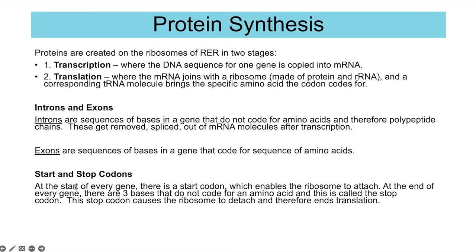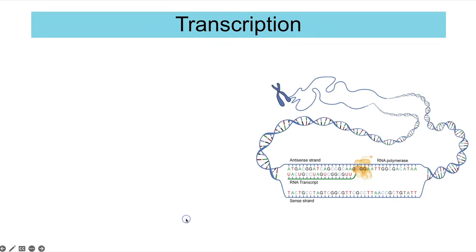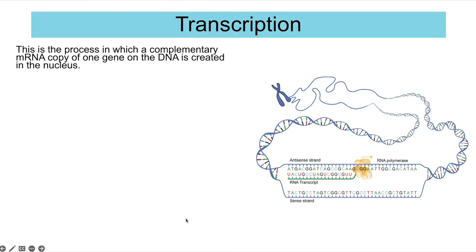There's also start and stop codons. So at the start of every gene, there is a start codon, which is 3 bases, which will code for a particular amino acid, which will initiate translation. The stop codon is the final 3 bases at the end of every gene, and these will not actually code for any amino acid, and as a result it causes the ribosome to detach, and therefore it stops or ends translation. So let's go through the 2 stages then.